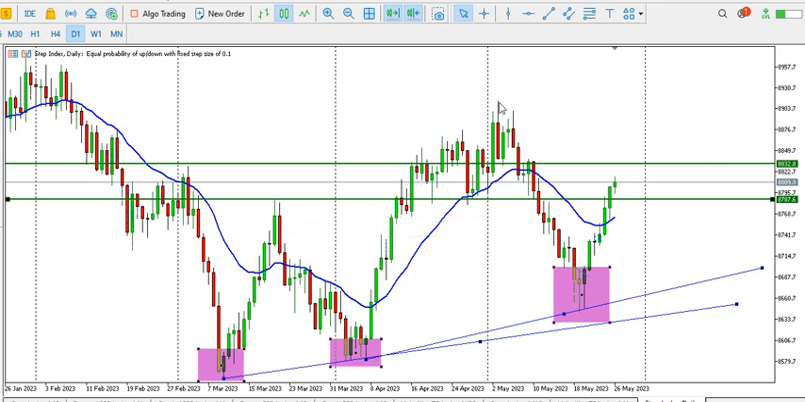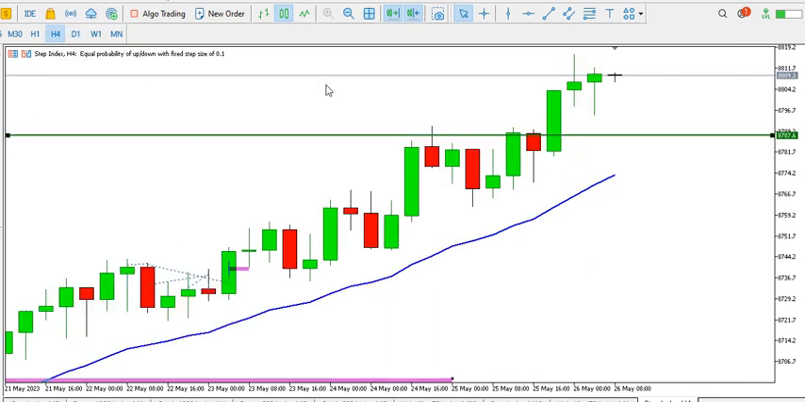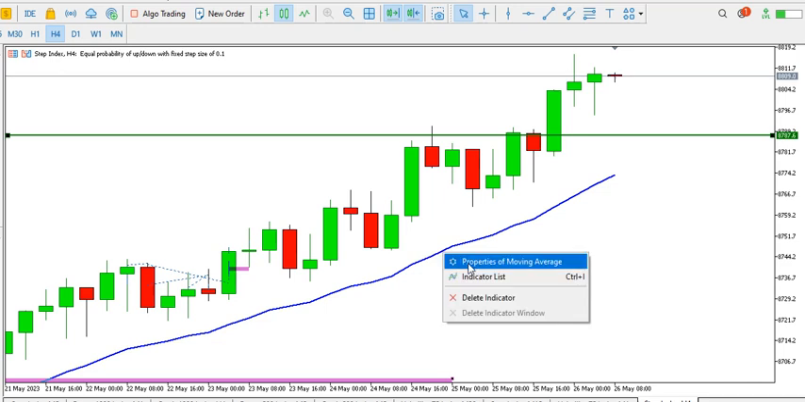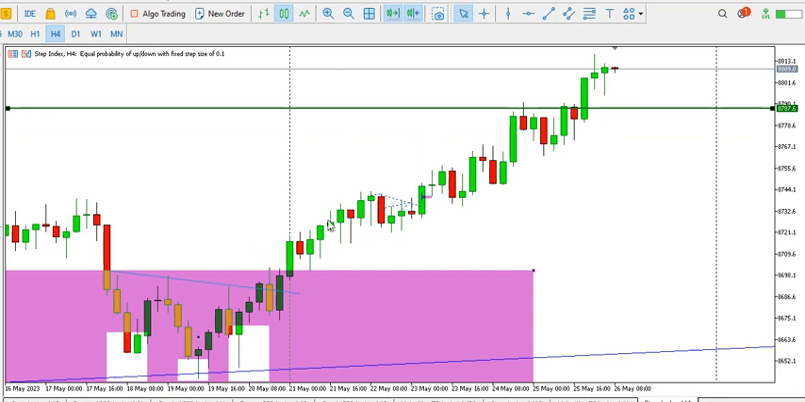Now for price to print another structure, which is around here, I expect that structure to be broken. But before it gets to that structure, I expect price to get to the 8832 level before getting to the top structure. That's for the daily time frame. On the 4-hour time frame, we can see price moving upward. Price is ascending and momentum is high. The drawdown or the pullback is not really much. The buyers kept stepping in.